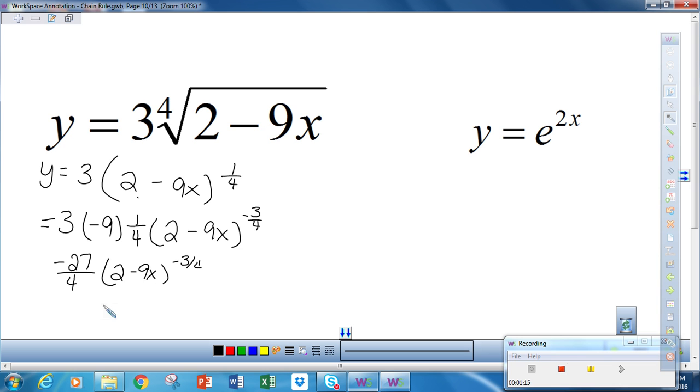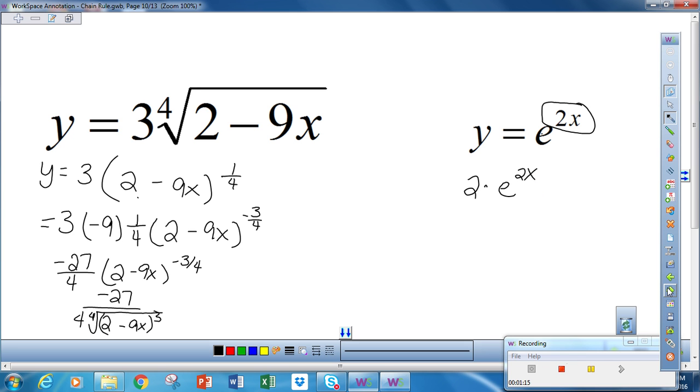And if this were a multiple choice test, it could be written as negative 27 over 4 and the 4th root of 2 minus 9x quantity cubed. It can be written that way as well. Okay? E to the 2x, we're going to have to use the chain rule on this, so we always start with the inner function. The inner function is 2x, so the derivative of 2x is 2. And then the derivative of e to the 2x is e to the 2x.